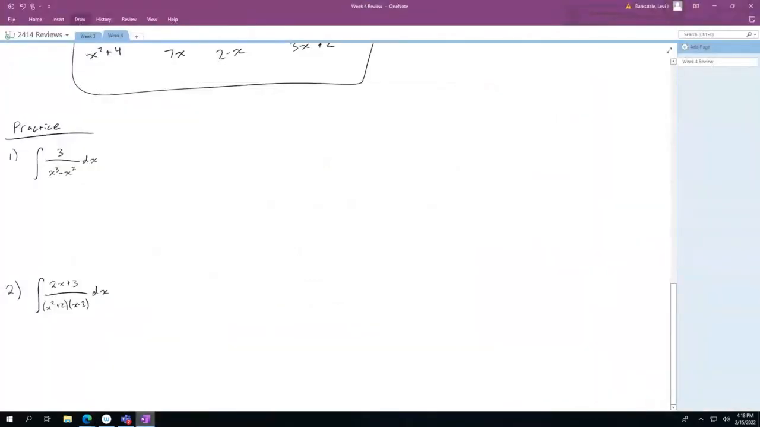All right, let's go over this first problem. First off, we're going to want to factor our denominator. So 3 over x cubed minus x squared is of course equal to 3 over x squared times x minus 1, which tells us then that our partial fraction decomposition should be Ax plus B over x squared plus C over x minus 1, or equivalently, A over x plus B over x squared plus C over x minus 1.